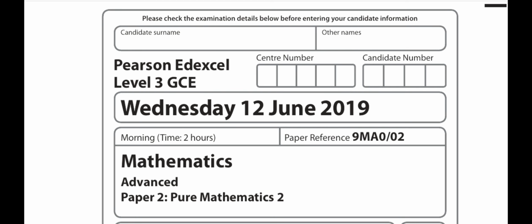Now let's get on with the questions. Question 1. Given 2 to the power of x times 4 to the power of y equals 1 over 2 root 2, express y as a function of x. This question can be easily solved using the laws of indices.